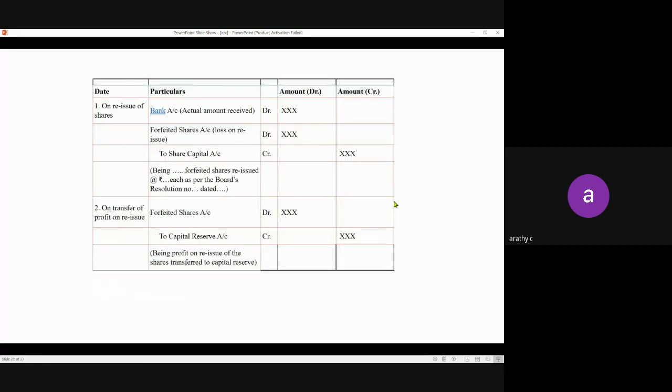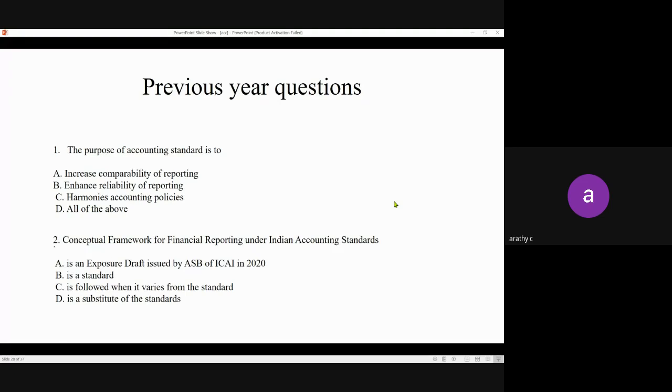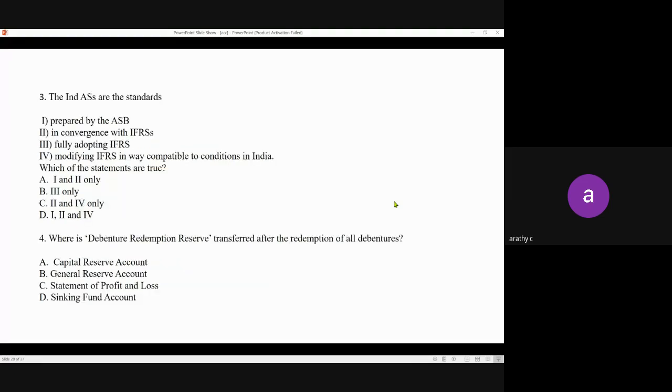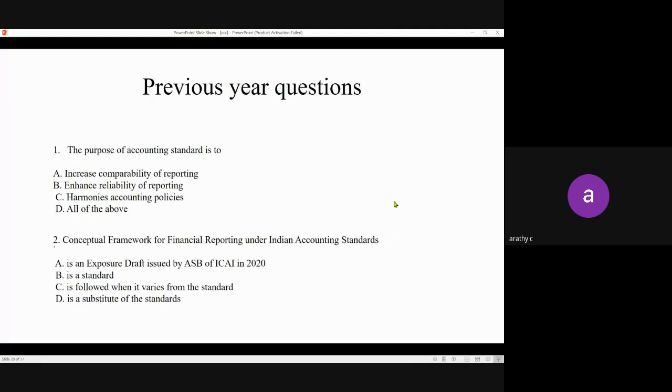These are about the topics. Then we shall discuss the previous year's questions. Questions of 2021, these are some questions we will discuss. So this is about the accounting standard. The first question is: the purpose of accounting standard is to. Anyone answer, please?